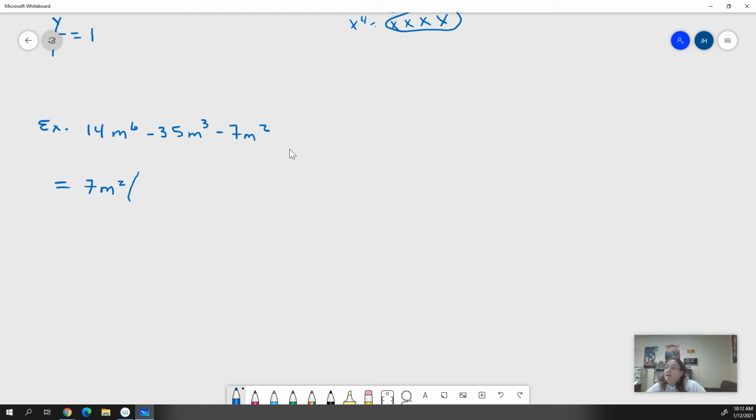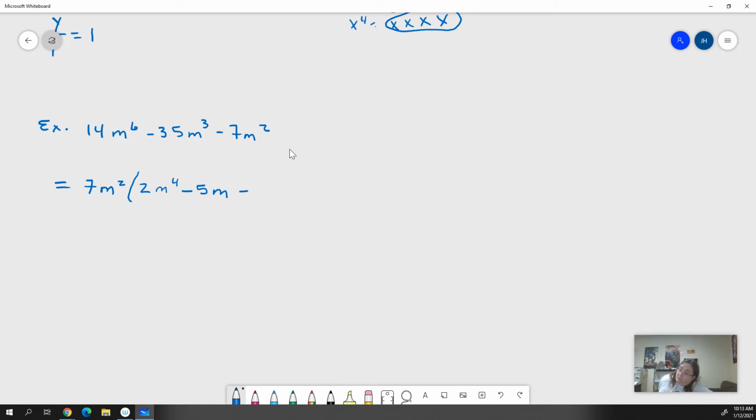So I'm going to factor that out, and I'm going to go to my numbers. Well, 14 divided by 7 is 2. I had 6 m's. I took out 2, so I'm left with m to the 4th. Minus 35 divided by 7 is just 5. I had 3 m's here. I took out 2, so I'm left with 1. Now I have 7m squared, but I divided by 7m squared.